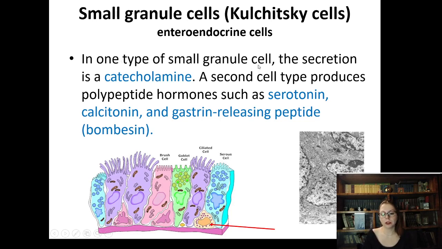And as it is written here, they produce different hormones. They have granules located at the base of the cell, small dense granules, as it is shown in the transmission electron micrograph here.